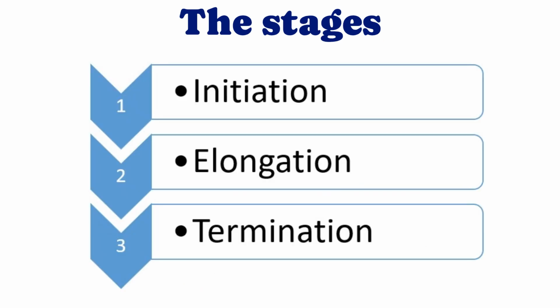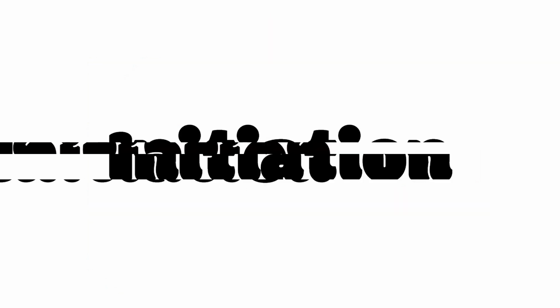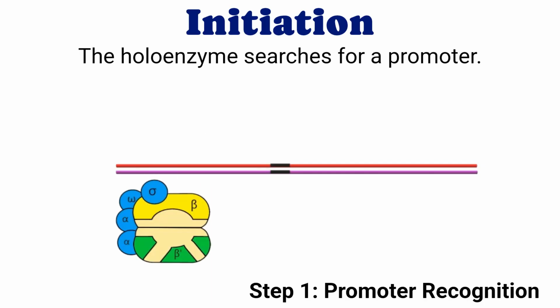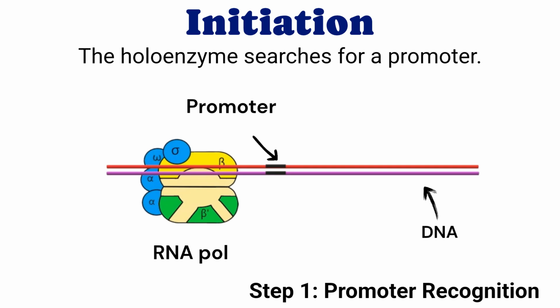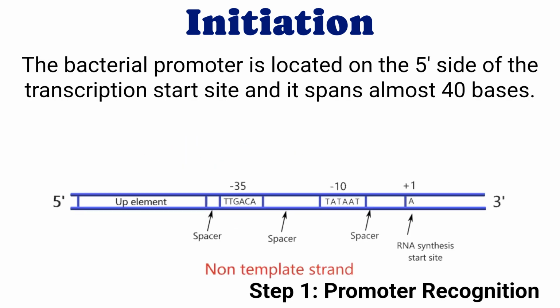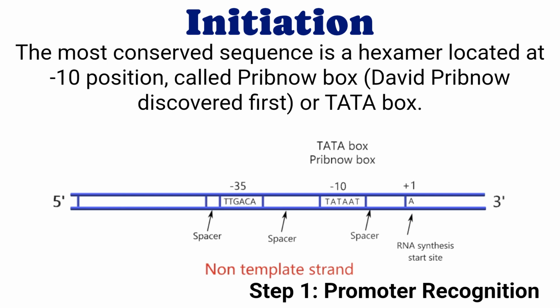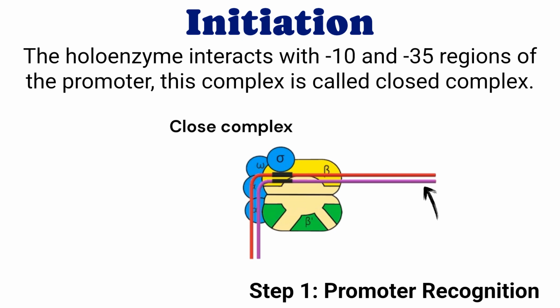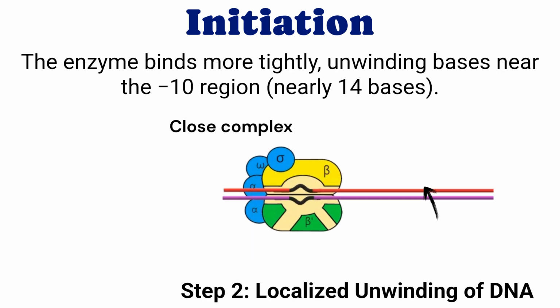For simplicity, the whole process of transcription can be split into three stages: initiation, elongation, and termination. Initiation of an RNA chain involves three steps. Promoter recognition: first, the holoenzyme searches for the promoter. The bacterial promoter contains an AT-rich region at the -10 position called the TATA box and a sequence at the -35 position. The initiating nucleotide is nearly always adenosine or guanosine. This structure is called the closed promoter complex.